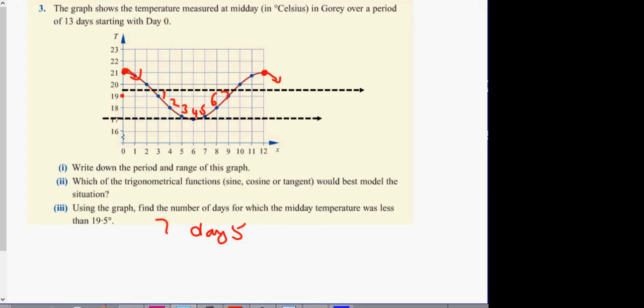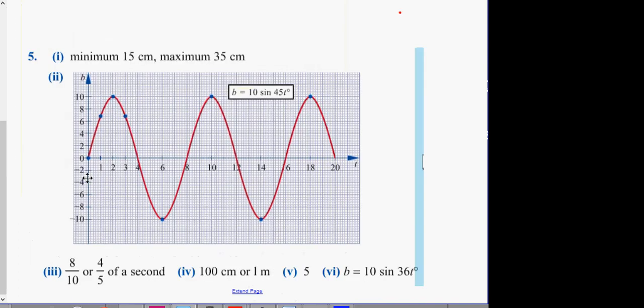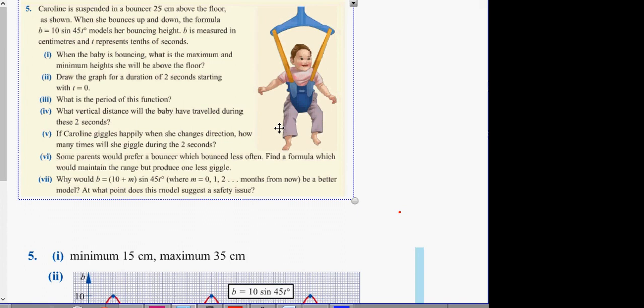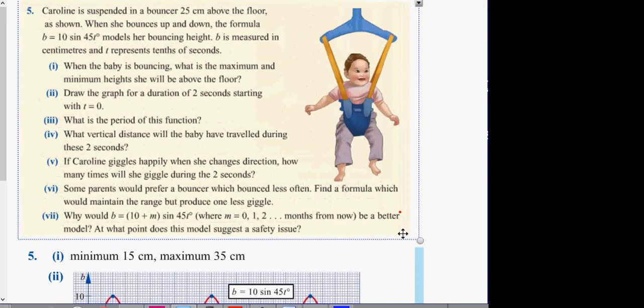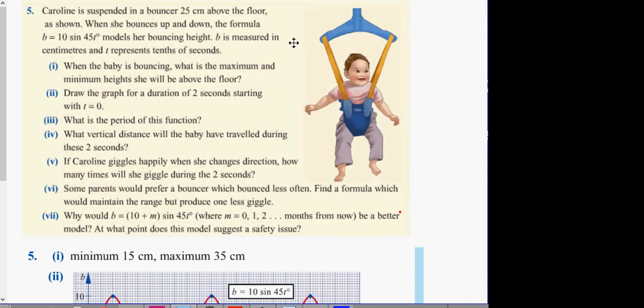Okay. Number 15. Caroline is suspended in a bouncer 25 centimeters above the ground. She bounces up and down. The formula is B equals 10 sine 45 multiplied by T, which models her bouncing height. B is measured in centimeters and T represents tenths of seconds.